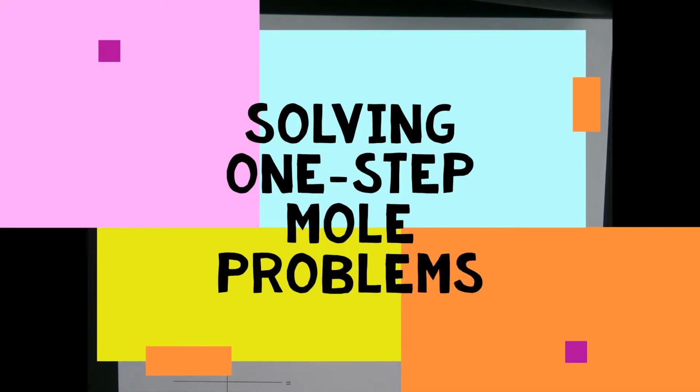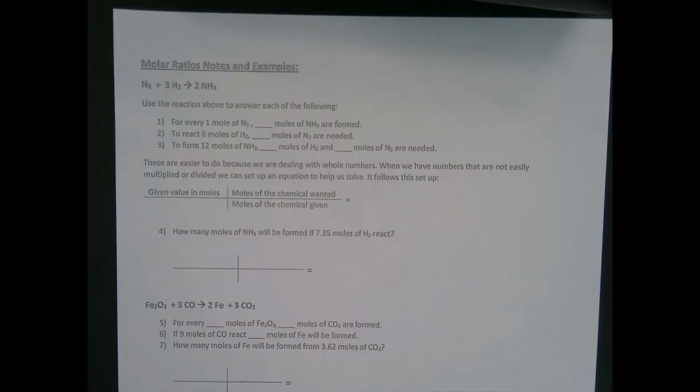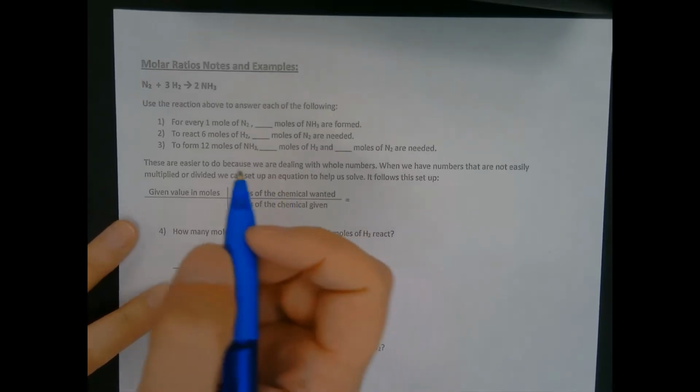All right, so we're going to be looking at mole ratios and solving questions using the coefficients from a balanced reaction and solving for moles of one chemical given moles of another. Okay, so the first thing I want to look at then is this reaction. So N2 plus 3H2 yields 2 NH3.